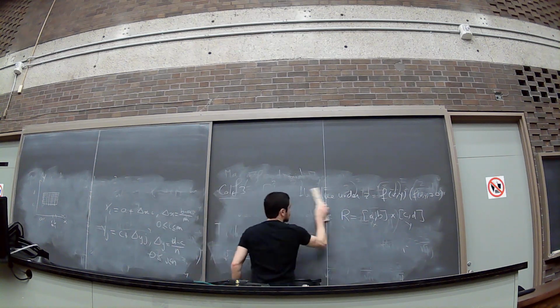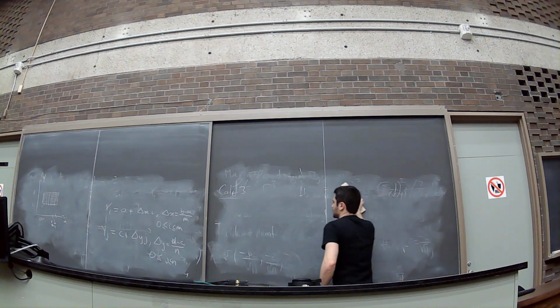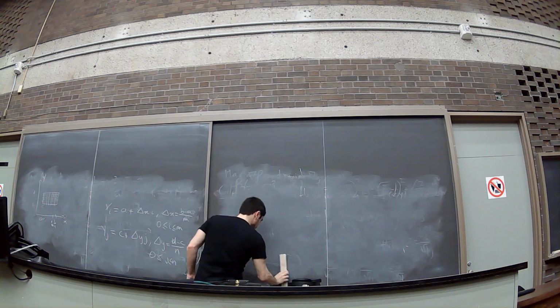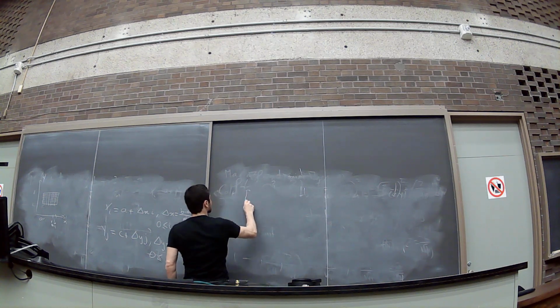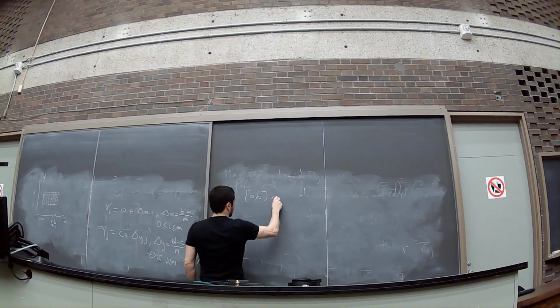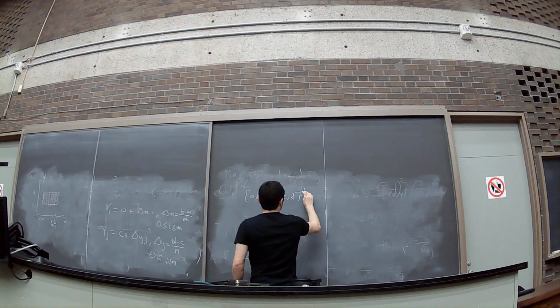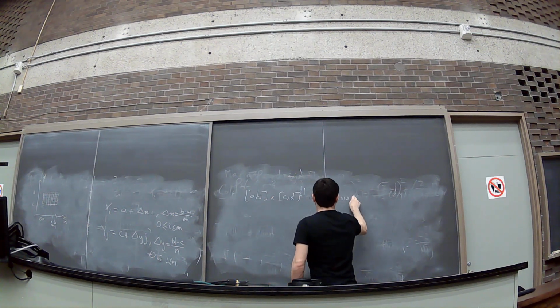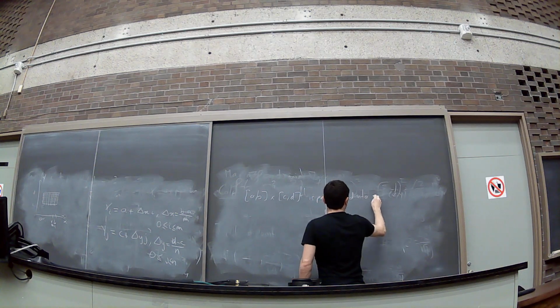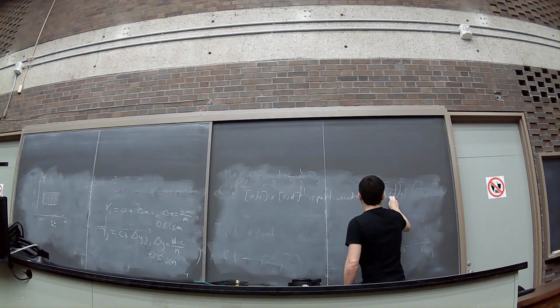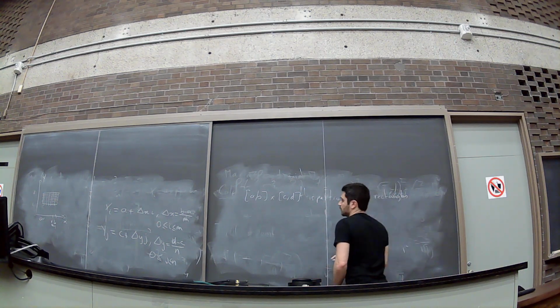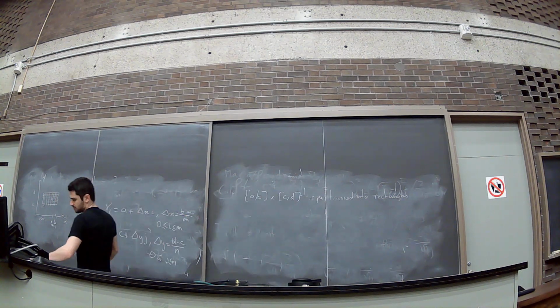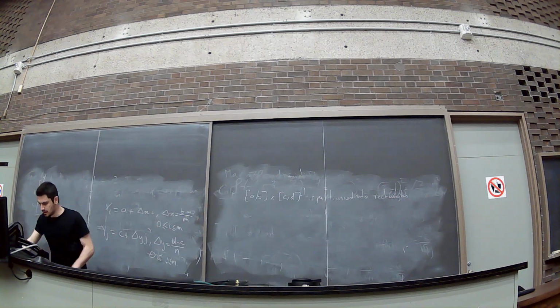So [a, b] times [c, d] is partitioned into rectangles. I call them, I think, R_ij. Did I forget? R_ij.